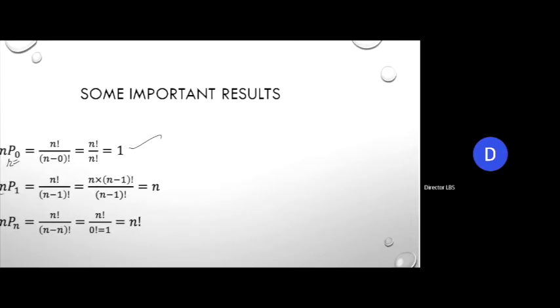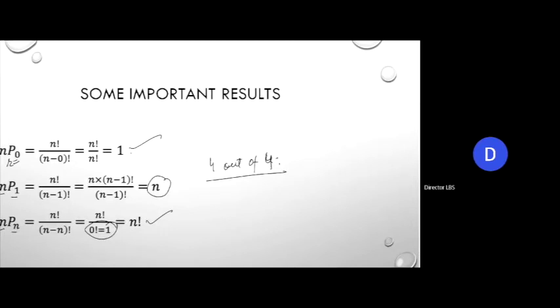If I pick nP1, that is always n. nPn, that means if I have to make 4 selections out of 4. You can see the proof here: factorial 0 is equal to 1 and it becomes n factorial. So these are results to remember which have a direct implication.